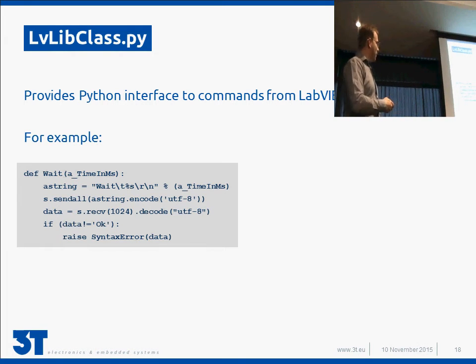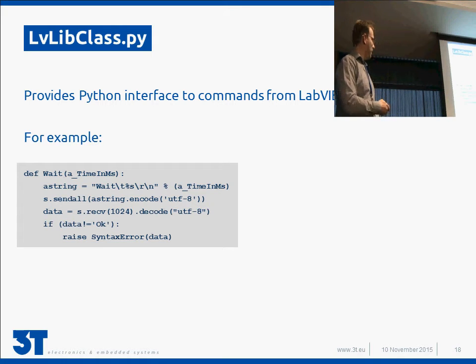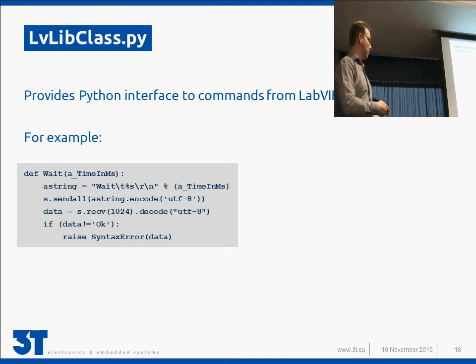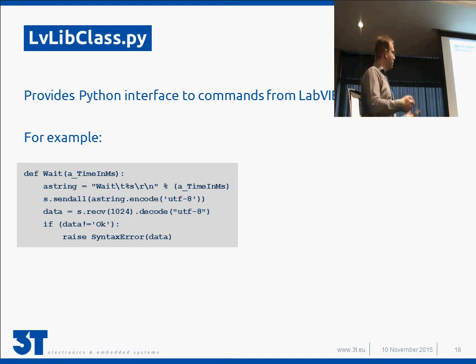So this is the name of the function, and here the string is built. It's just the text wait, and then the parameter, the time it has to wait, is added. Then it's sent to the socket of the LabVIEW TCP command server. Then it waits for a reply, and it's also checked whether there was an error or not. And this function you can call from your own Python script.